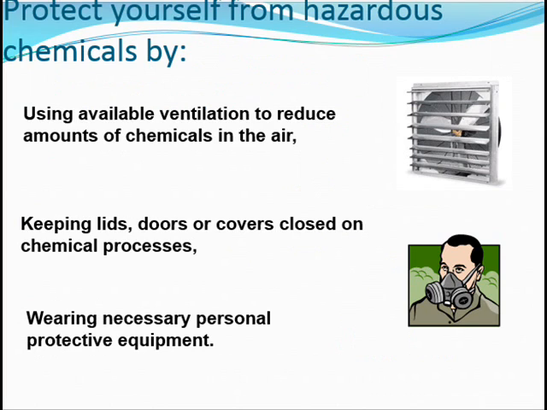Protect yourself from hazardous chemicals by using available ventilation to help reduce the amount of chemicals in the air, keeping lids, doors, or covers closed on the chemical processes, and wearing necessary personal protective equipment. Personal protective equipment includes gloves, goggles, safety glasses, aprons, coveralls, Tyvek, as well as respirators. PPE is a last resort when there's no other means to protect you from a chemical exposure.